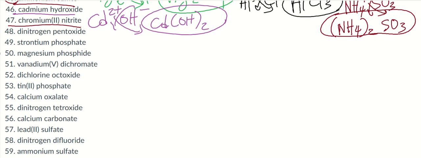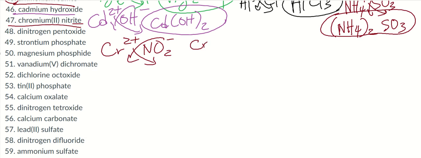All right, chromium, a transition metal with multiple possible charges, so they give you the charge. Nitrite, ending in ite, is often a polyatomic ion with oxygen. This one has 1 fewer oxygen than nitrate, still the same 1 negative charge. Crisscross these numbers on the charge, and get... We don't need a parentheses. Yes, we do. Need a parentheses. Here we go.